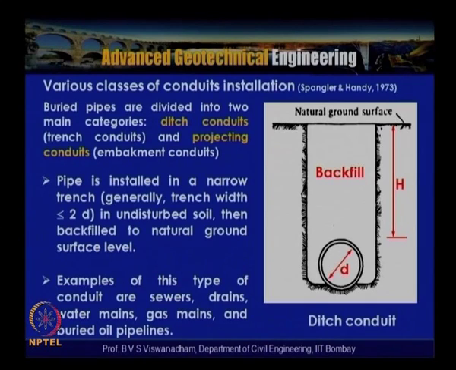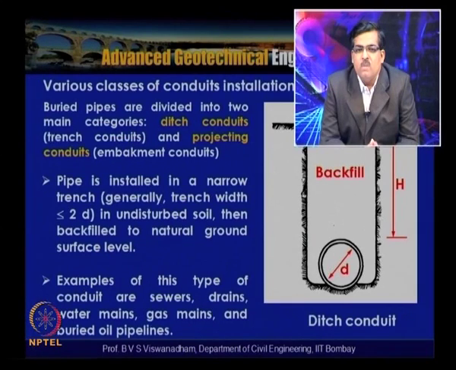The examples of this type of conduit are sewers, drains, water mains, gas mains and buried oil pipelines. So if the pipe is installed in a narrow trench, generally with trench width less than 2 times the diameter of the pipe in the undisturbed soil, and then backfilled to the natural ground surface, this type of conduit category is called a ditch conduit.